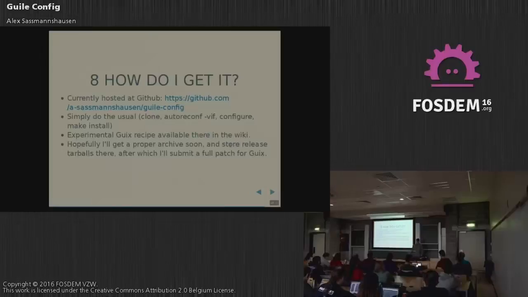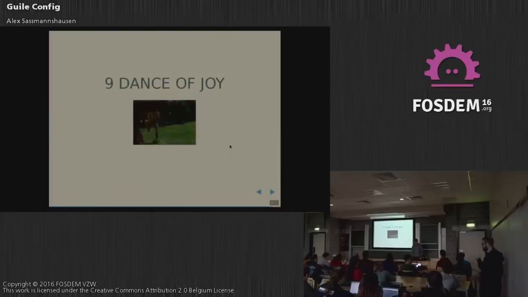I also have an experimental Guix recipe, which I will be submitting once I've released 0.1 fully and actually have an archive with the release tarball. So I'll submit that to Guix as well, and then we can just use it that way. And I think that's it. Dance of joy to end with. Yay!